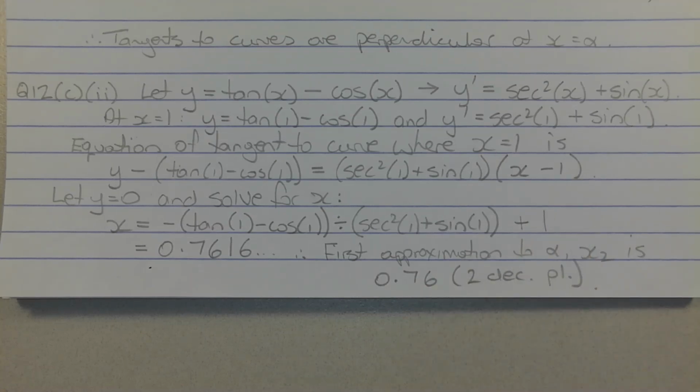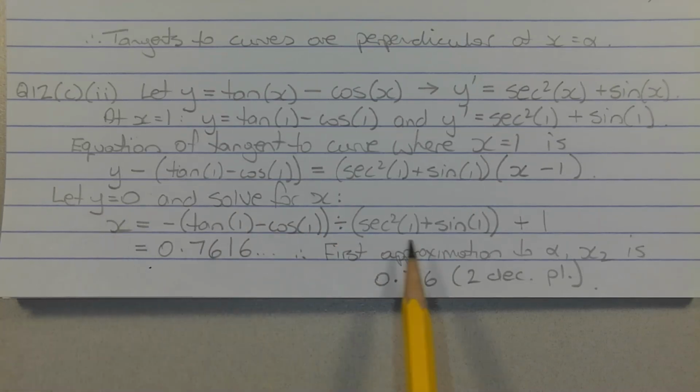Now we're interested in the point where the tangent crosses the x-axis. In other words, the x-intercept of the tangent, because that's our approximation to alpha. Now at the x-intercept, y is equal to 0. So what we're going to do is let y equal 0 and then solve this entire equation for x, where x becomes our approximation using Newton's method. So let y equal 0 and solve for x.